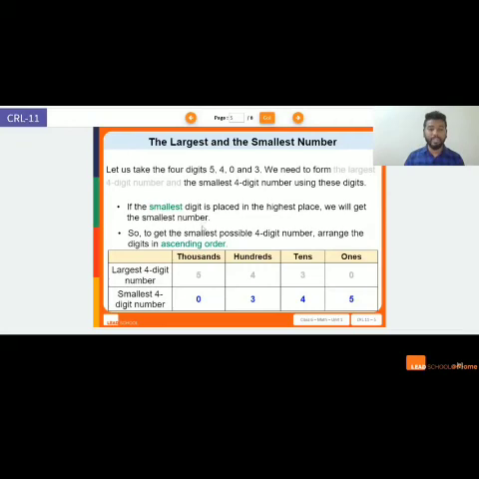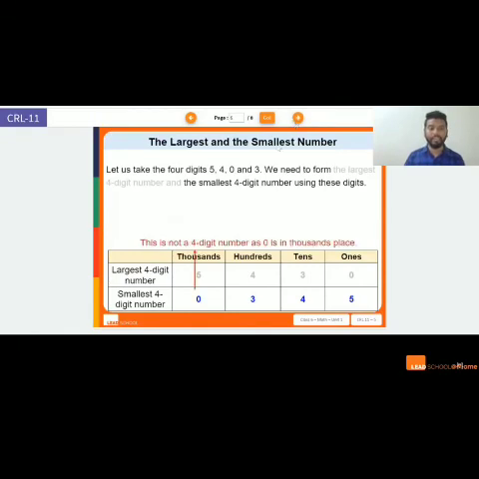If the smallest digit is placed in the highest place, we will get the smallest number. I place the smallest digit in the highest place. Now suddenly there are 0,000, so the number becomes 345. Also, to get the smallest possible 4-digit number, arrange the digits in ascending order. You see, 300 is more than 4 tens. Even though 4 is greater than 3, the place value that 3 is holding has more importance than 4.